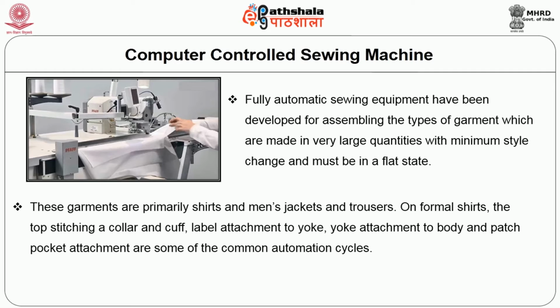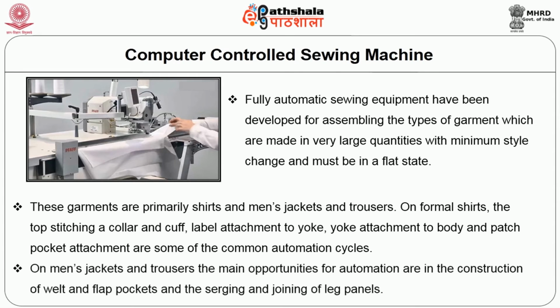In formal shirts, the top stitching of a collar and cuff or label attachment to a yoke, or yoke attachment to the body, and patch pocket attachment are some of the common automation cycles. In men's jackets and trousers, the main opportunities for automation are in the construction of welt and flap pockets and also in the serging and joining of leg panels.